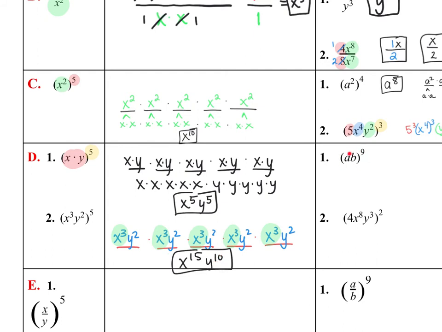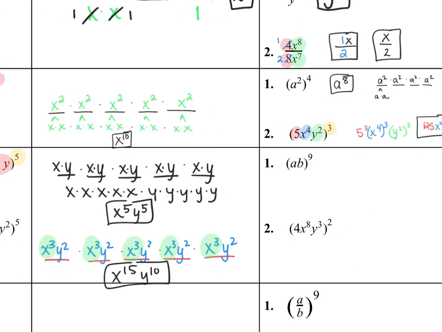Pause the video to try these 2 practice examples. If it helps, you can expand it out, or you can think about how many slots you need to draw. Either way, when you write your final answer, you want it to look like a nice, clean final answer with one variable per exponent and no parentheses left. Pause the video, press play when you're ready to check your answers.